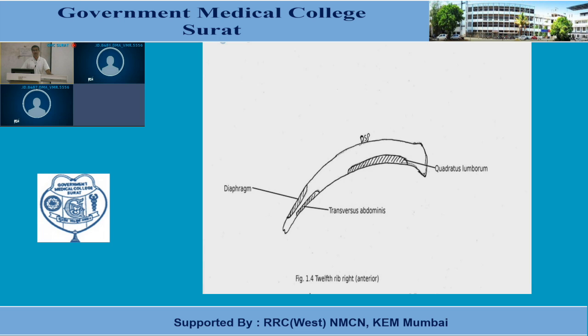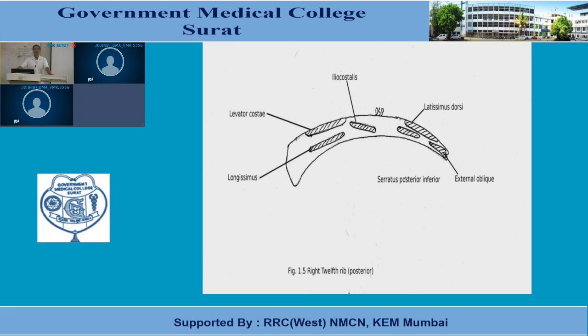Now this is the anterior surface of the 12th rib. It shows attachment of some muscles. The medial part shows attachment of the quadratus lumborum muscle. Then the lateral part shows attachment of the diaphragm and transversus abdominis muscle. In relation with the quadratus lumborum, its upper and lower margins give attachment to the thoracolumbar fascia.